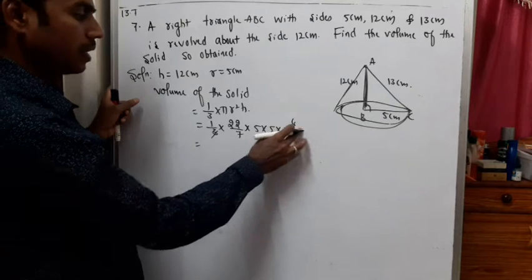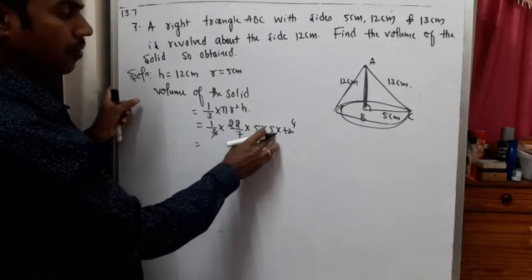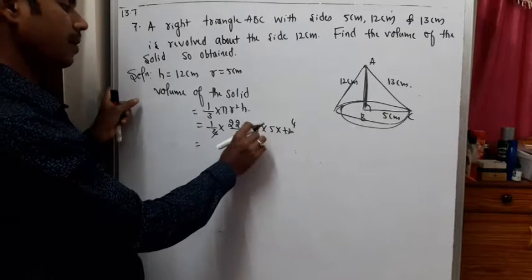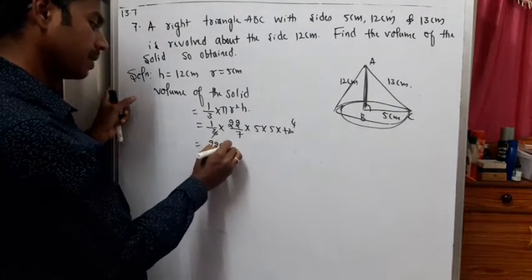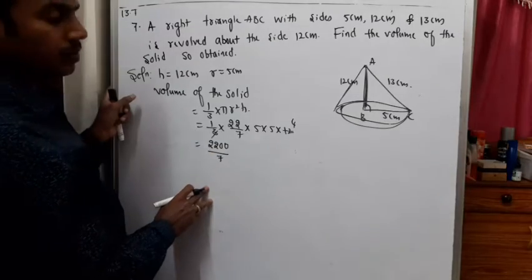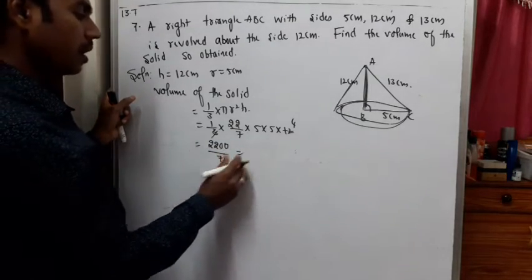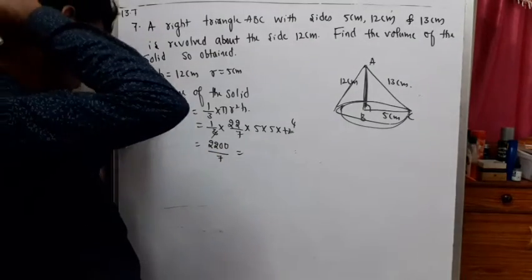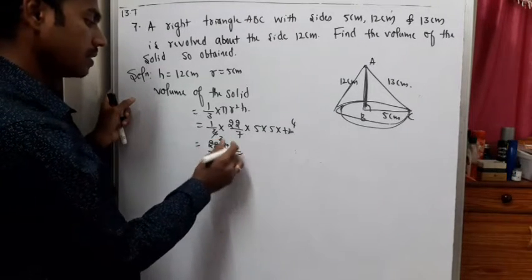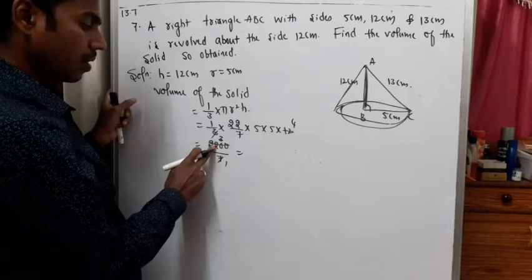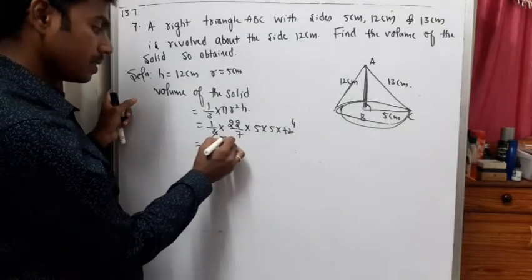So 5 4s are 20, 5 5s are 25, that is 100. 100 into 22, 2200 divided by 7. Okay, it can be written as: 7 1 is 7, 7 3 is 21, 1 left, 10. 7 1 is 7.